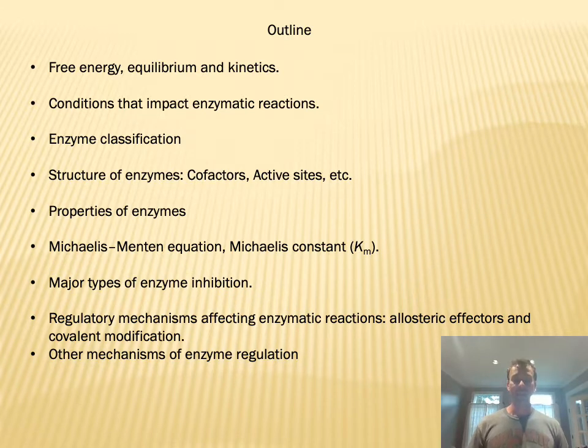The properties of enzymes. We're going to spend some time on the Michaelis-Menten equation. I'll tell you what that is and what the Michaelis-Menten constant is. It's a good way to describe enzyme reactions. We'll talk about the major types of enzyme inhibition. And then I'll end with some regulatory mechanisms affecting enzyme reactions, some allosteric effectors, covalent modifications of enzymes that can occur, and some other mechanisms of enzyme regulation.